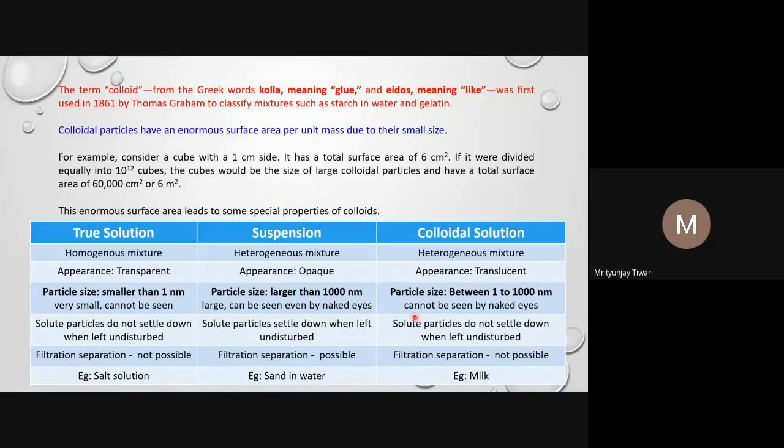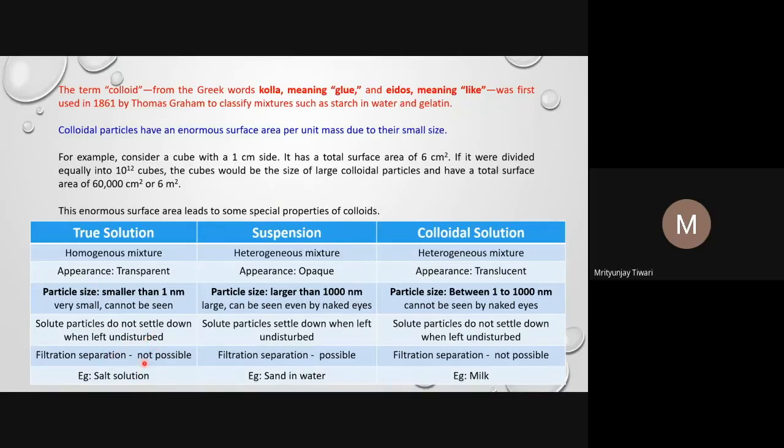And what are the solute particles and the solvent for the colloidal solution? We use separate terms. Please note that we do not say solute or solvent for the colloidal solution, but analogously, we can use these terms here to compare the true solution, suspension, and colloidal solution.